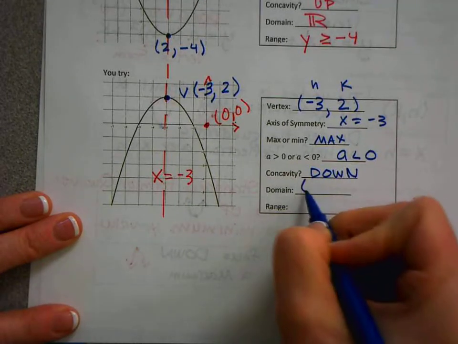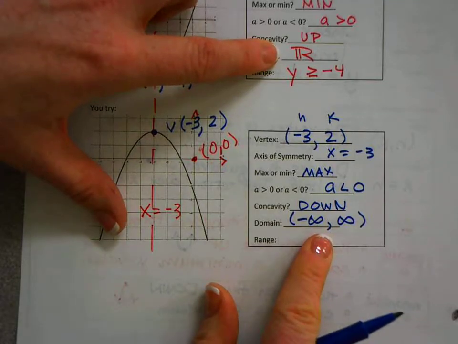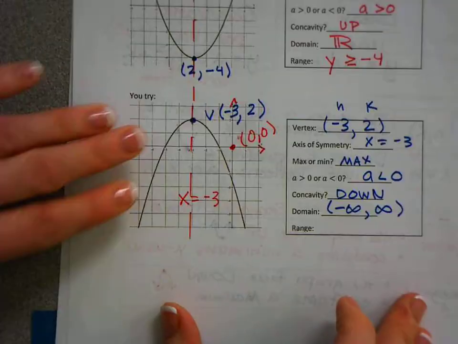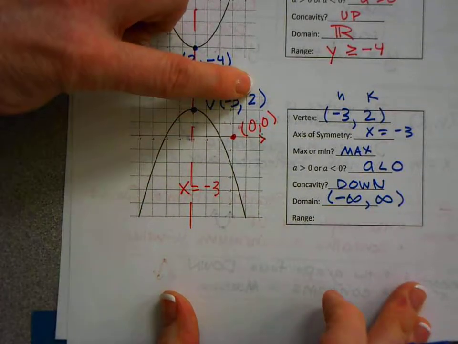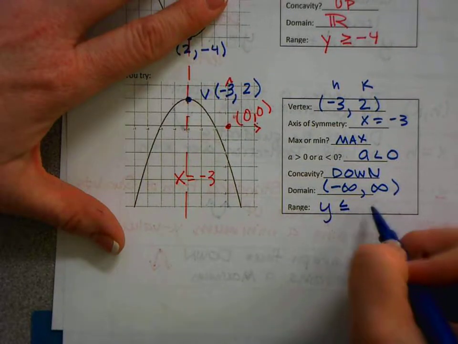Domain, all real numbers, negative infinity to positive infinity. And you see I'm writing it either way. Range, well, it's all about k. Is it greater than or less than? For this graph, it's y less than or equal to k.